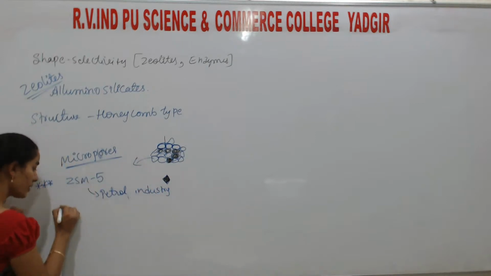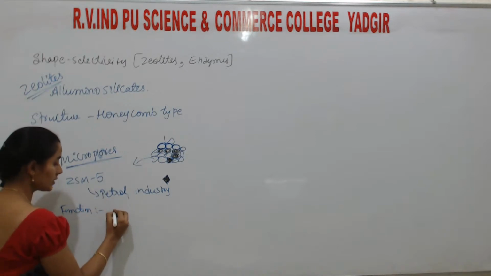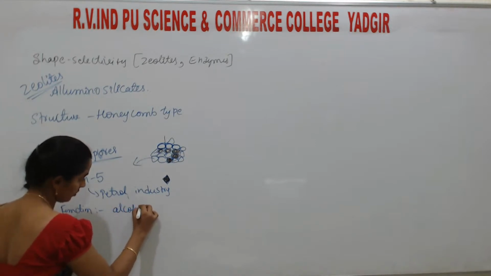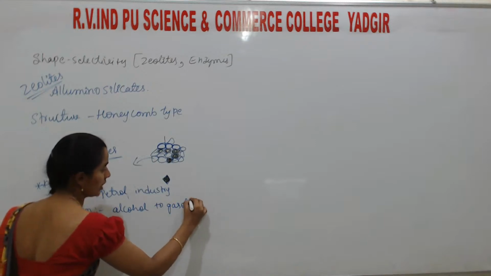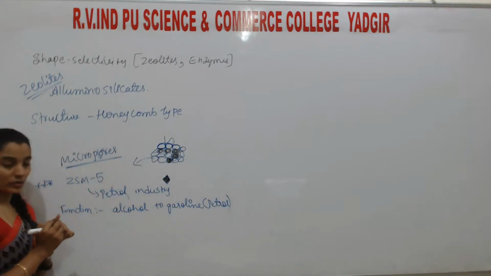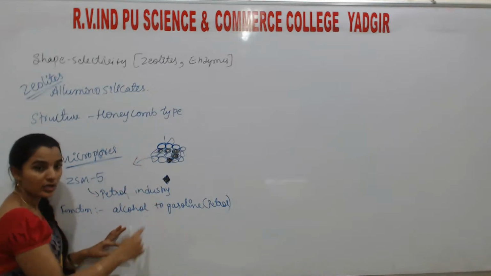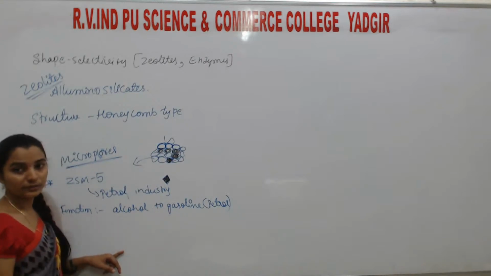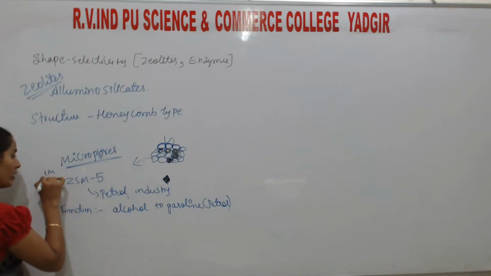Okay, what is the function of this? The function of this is it converts alcohol directly to gasoline. Gasoline is nothing but petrol. So this ZSM5, a zeolite, is used in the petrol industry to convert alcohols directly into gasoline. This is the catalyst. It is a very important question for 1 mark.